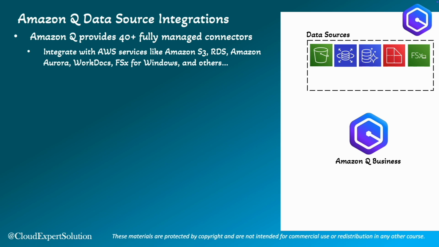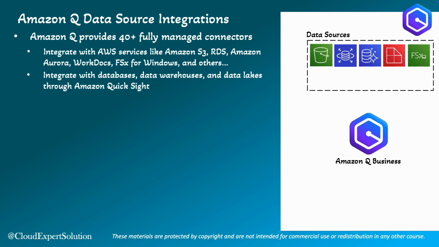Amazon S3 is an object storage, Amazon RDS is a database, Amazon Aurora is also another database engine, and its AWS proprietary databases, WorkDocs for document sharing and document management, FSx for Windows, this is network file storage. Amazon Q Business integrates with various databases, data warehouses, and data lakes through integration with Amazon QuickSight, and we will review Amazon QuickSight in later slides.